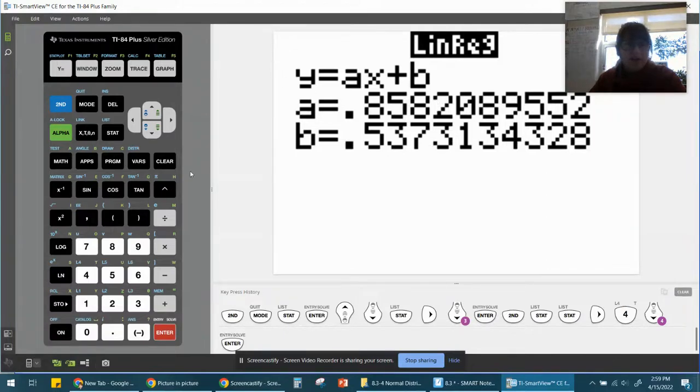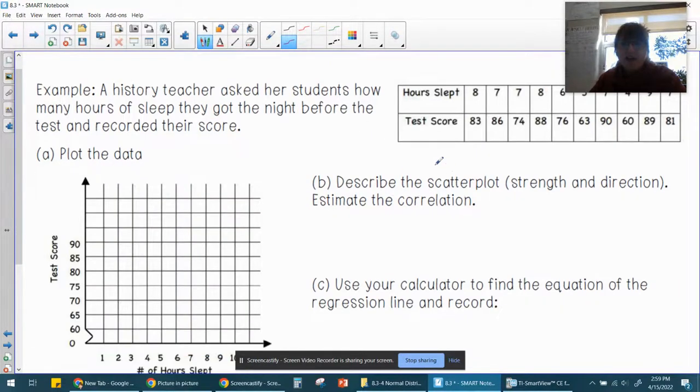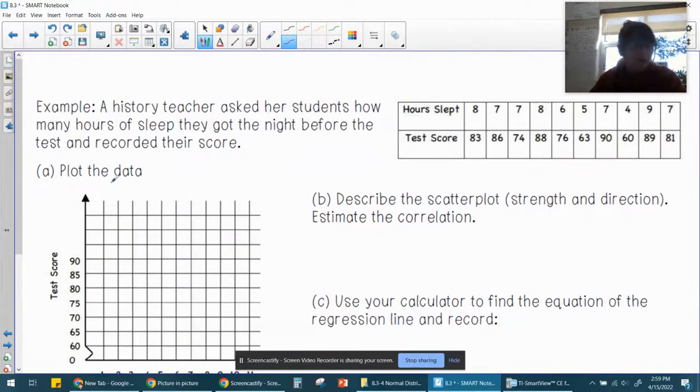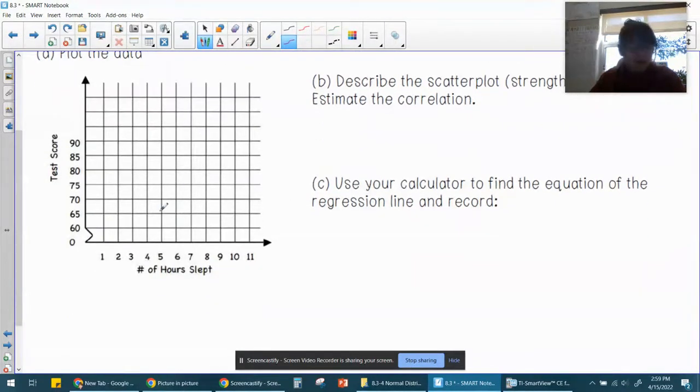For that last example, I'm going to have you go ahead and do this on your own. You're going to plot the data. Describe the scatter plot, strength and direction, and then use your calculator to find the equation. I'll go ahead and give you the equation that I got just so you can double check yourself.